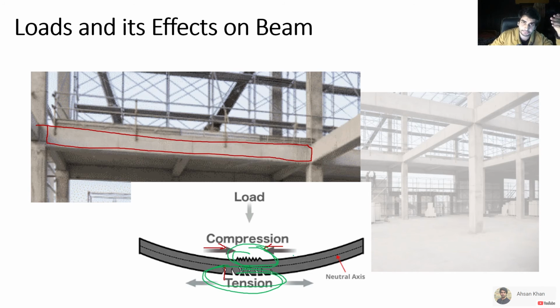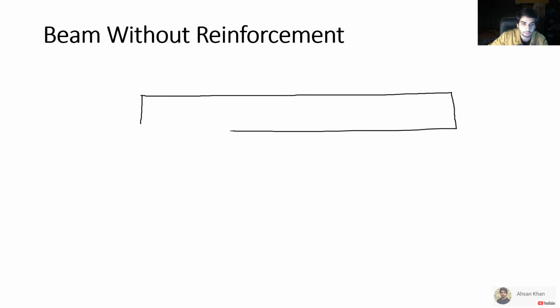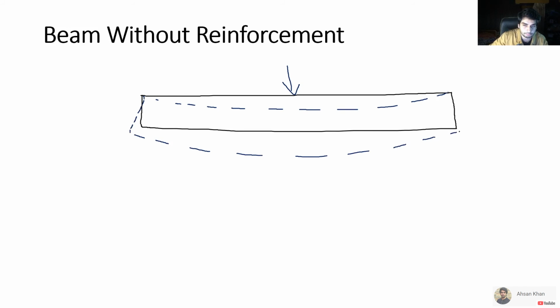Now, another example here. What would happen if there was a beam without reinforcement? How would that look, or how would that fail? Let's quickly try to construct a beam here. Let's say this is a beam, and let's say there is no reinforcement. If the load is applied, the upper part will be under compression and the lower part will be under tension, and it will look something like this.